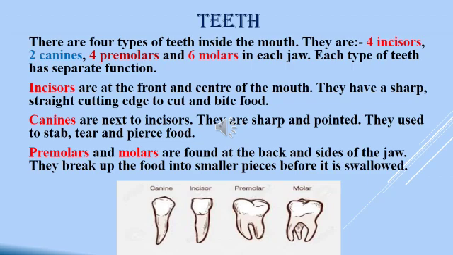Incisors are at the front and center of the mouth. They have a sharp straight cutting edge to cut and bite food. Canines are next to incisors. They are sharp and pointed. They are used to stab, tear and pierce food. Premolars and molars are found at the back and side of the jaw. They break up the food into smaller pieces before it is swallowed.